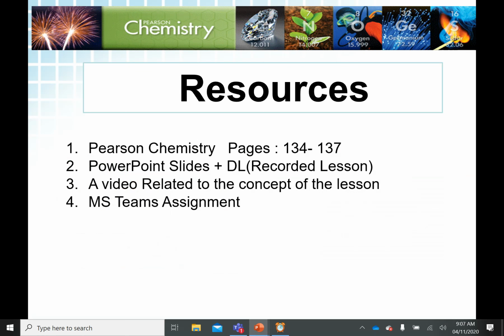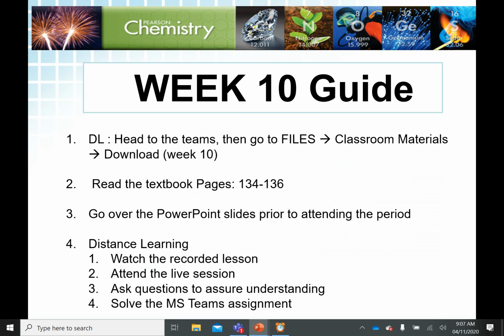The resources we are going to use are our textbook, pages 134 to 137, PowerPoint slides and recorded lessons, a video related to the concept, and the MS Teams assignment. Your guide for this week is, first of all, you're going to head to the Teams, go to Files, Collateral Material, and download Week 10.